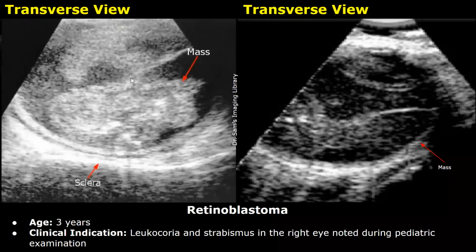This is a case of retinoblastoma. The patient's age is 3 years. Clinical indication is leukocoria and strabismus, which is malalignment of the eyes, noted in the right eye during pediatric examination.